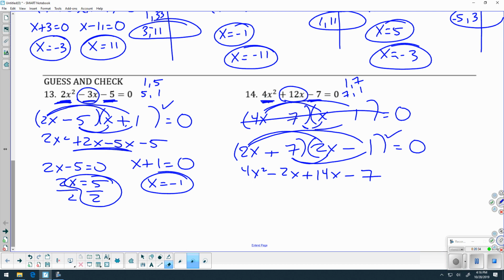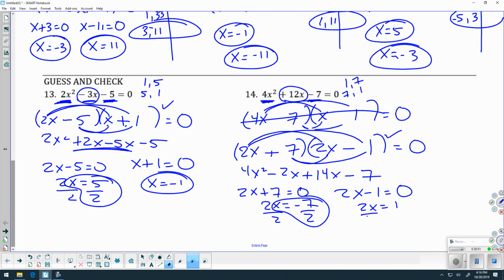Okay, so we got it all set. We got it factored, so now just set 2x plus 7 equal to 0. Set 2x minus 1 equal to 0. And then solving each one, if I subtract 7 and then divide by 2, you get negative 7 over 2. And then 2x minus 1, you want to add 1 to both sides and then divide by 2, so you get positive 1/2. All right, so there's your two solutions.